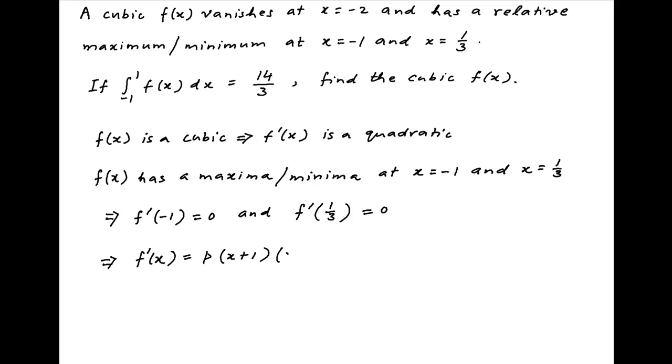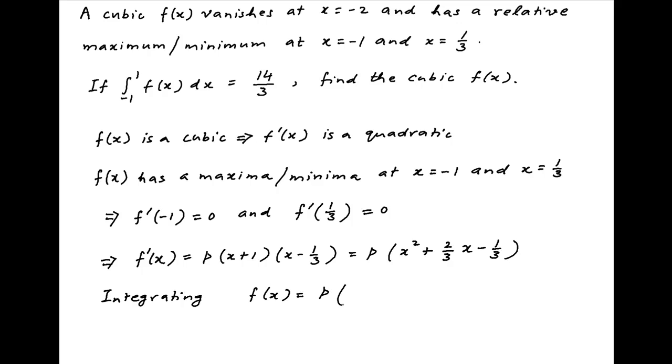Therefore, f'(x) has 2 roots, which are x = -1 and x = 1/3. And therefore, f'(x) can be expressed as p times (x + 1) times (x - 1/3), where p is an unknown constant. This simplifies to p times (x² + 2x/3 - 1/3). Integrating both sides, we get f(x) = p times (x³/3 + (2/3)(x²/2) - x/3) plus the constant of integration.